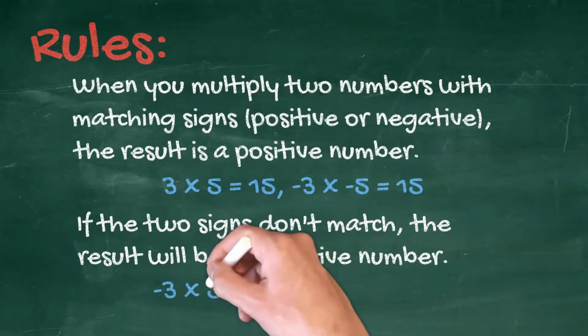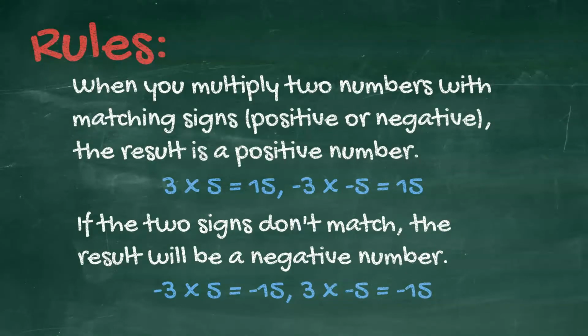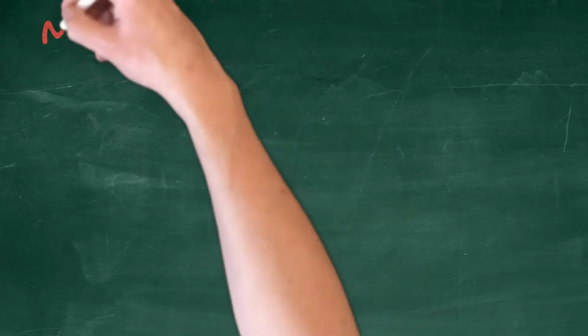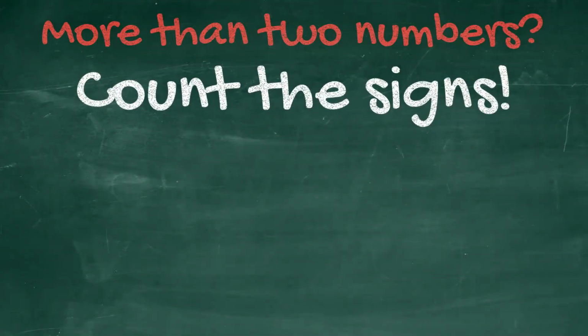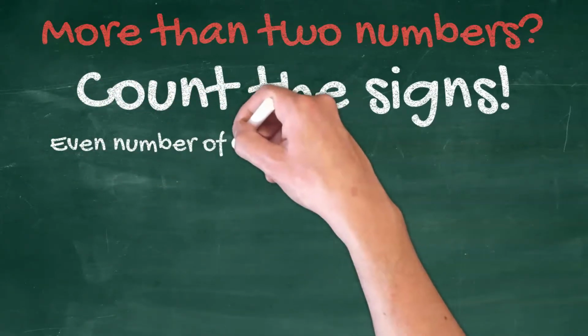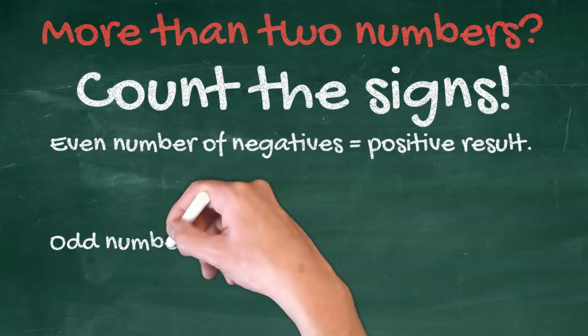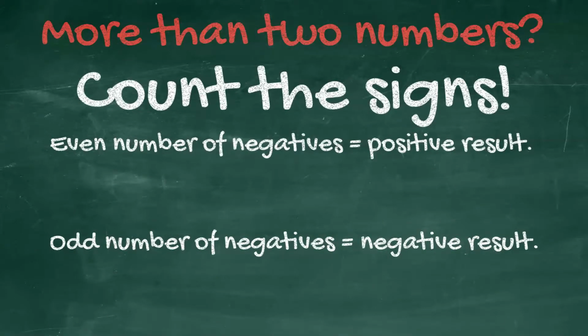Negative 3 times 5 equals negative 15, and 3 times negative 5 equals negative 15. But what if you're multiplying more than two numbers? Count the signs. If you have an even number of negative numbers, the result will be a positive number. If you have an odd number of negative numbers, the result will be a negative number.